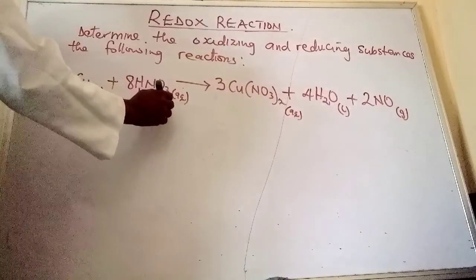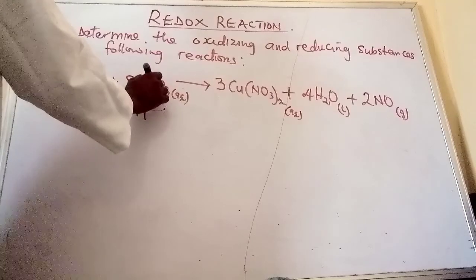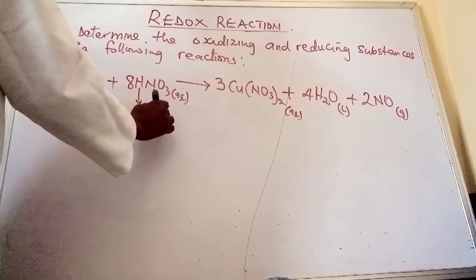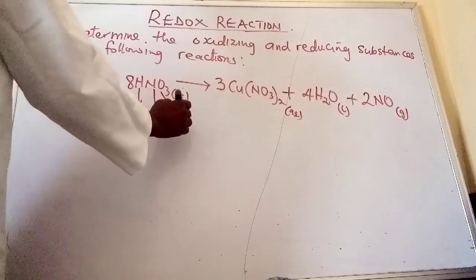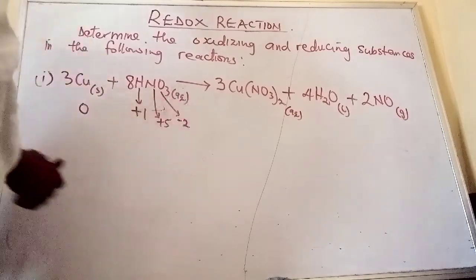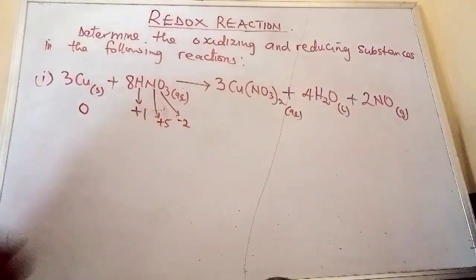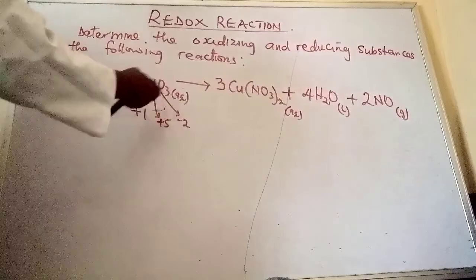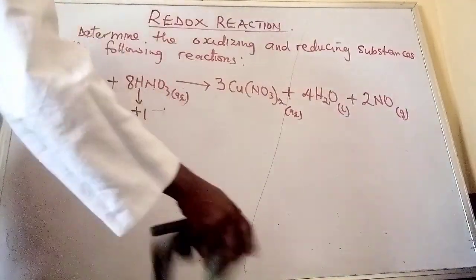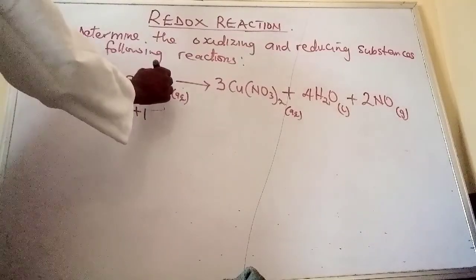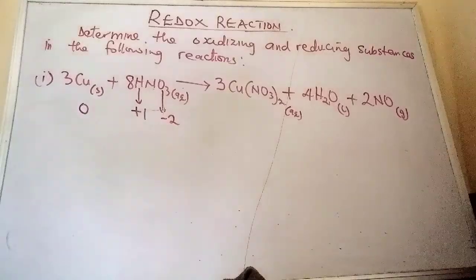Oxygen has -2, nitrogen has +5. But you might not mind yourself about nitrogen being in the middle. You are conversant with hydrogen and oxygen, so let's limit ourselves to that. How do I know that it's +5? So oxygen is -2.